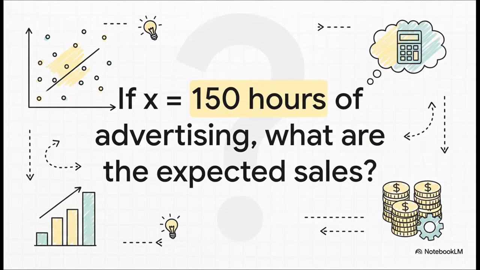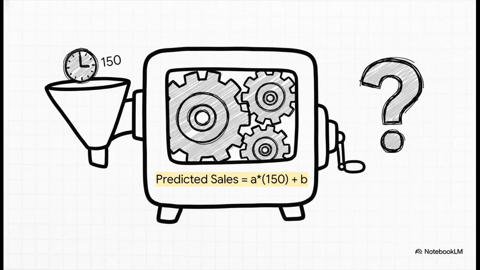This is where we get to answer a real, honest-to-goodness question about the future. Let's say next month we decide to invest 150 hours in advertising. What can we reasonably expect our sales to be? Well, we just dust off that formula we made. We pop in our numbers for A and B, our multiplier and our base, and then we plug in the new number, 150 for advertising hours. The machine is all set up, we just need to turn the crank.